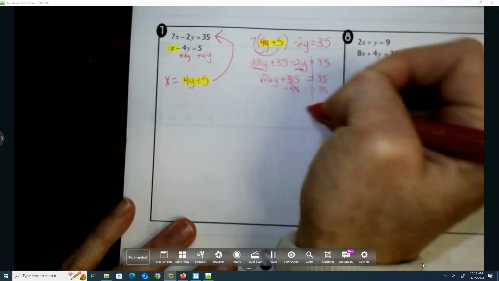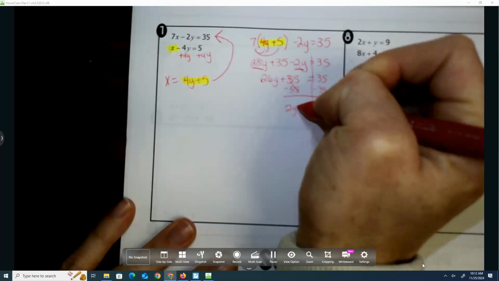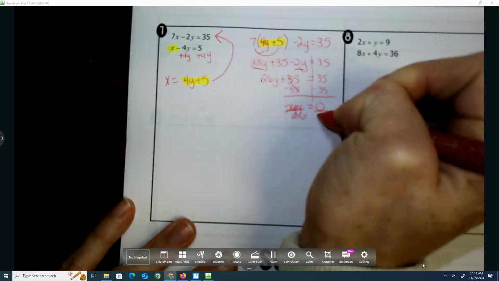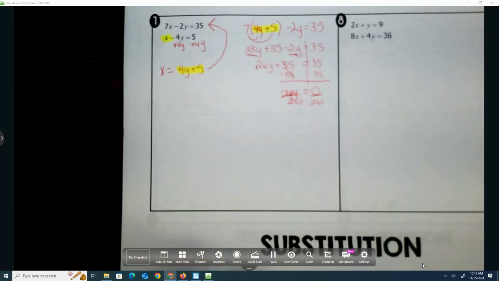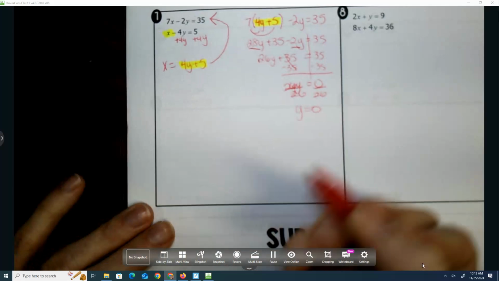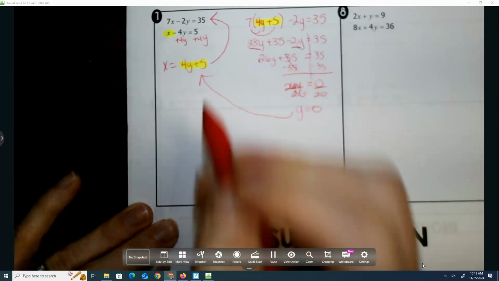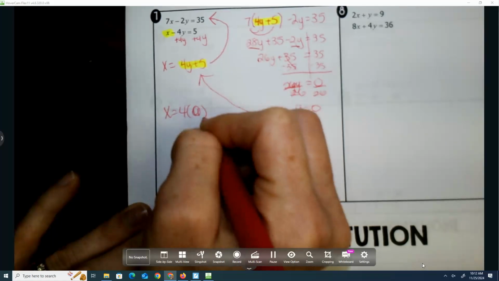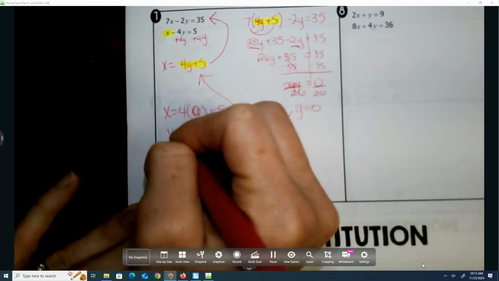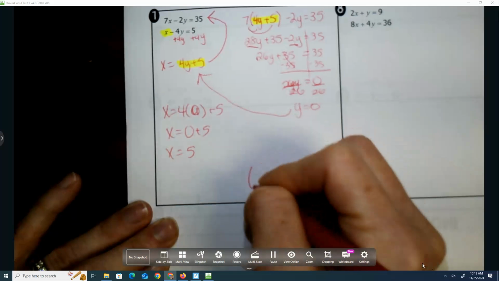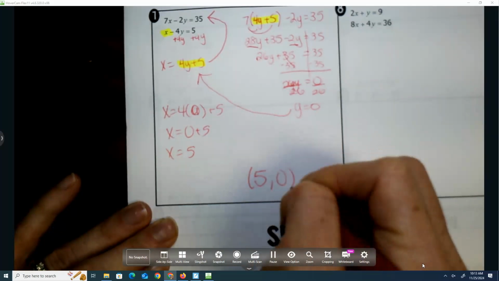Subtract. So 26y equals 0. Divide by 26. Several of you put no solution here, but you can do 0 divided by 26 is 0. So y is 0. We sub that back in. So x is 4 times y, which is 0, plus 5. So 0 plus 5 is 5. And your answer, x comma y, so 5 comma 0.